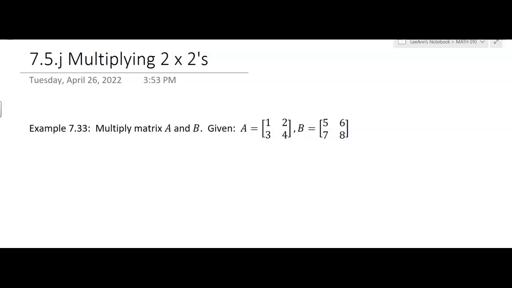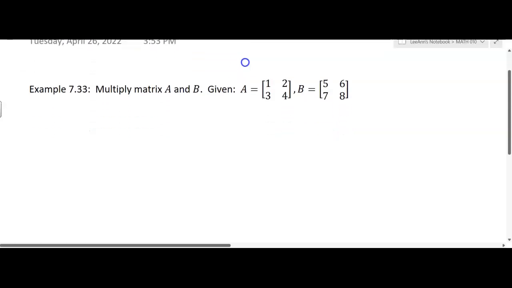Okay, so here we're going to multiply a 2 by 2 times a 2 by 2. They can get smaller, but this is fairly small. Okay, so what I'm going to do is copy down A times B. And remember, it's not commutative, so the order matters how I write these.